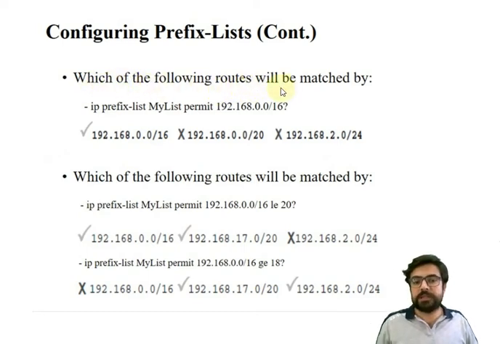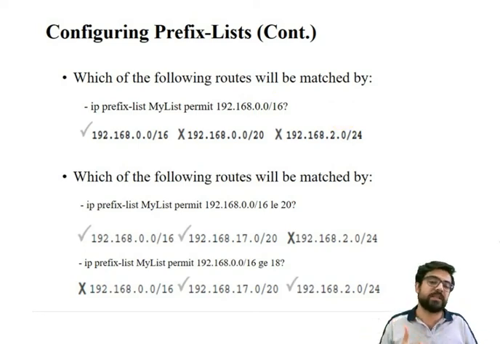Which of the following routes will be matched by this command? ip prefix-list my list, this is just a name, permit 192.168.0.0/16. It means exactly this. So whenever I say 192.168.0.0/16, it means just this. Neither this, nor this, nor nothing. Just this one. I would like to have the permit just for this network.